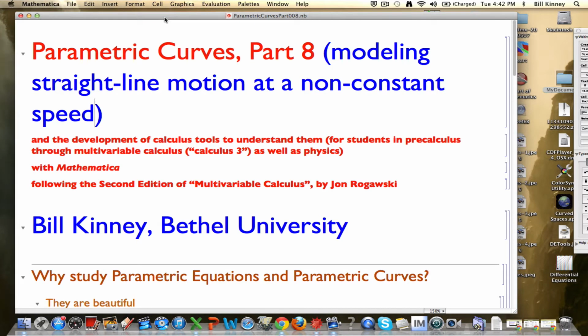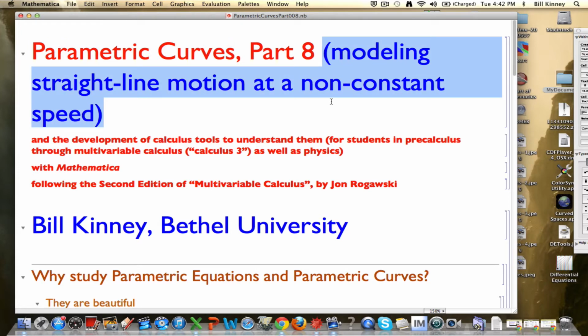This is the 8th part of a series of many approximately 10-minute lectures about parametric curves and also understanding parametric curves using the computer program Mathematica. In parts 1 through 7, we've been focusing on modeling straight line motion at a constant speed. In this video, we throw you a curveball, and now we're going to model straight line motion at a non-constant speed. The speed is going to change.